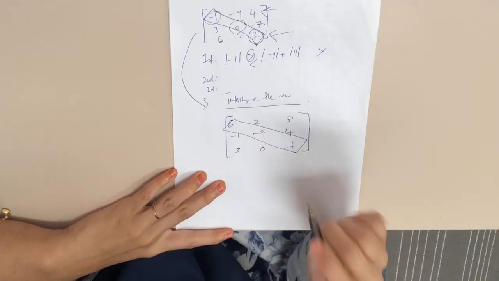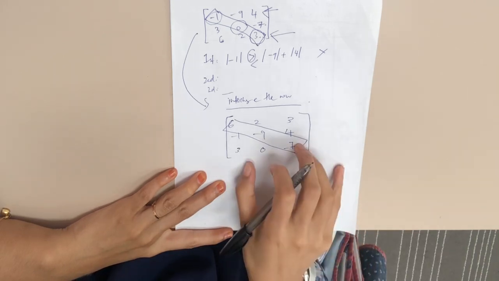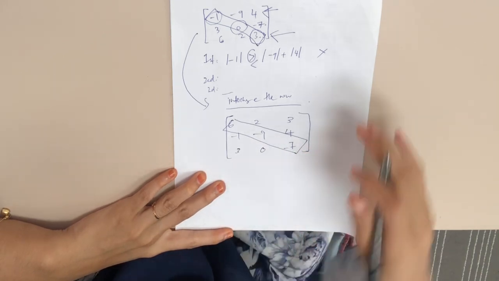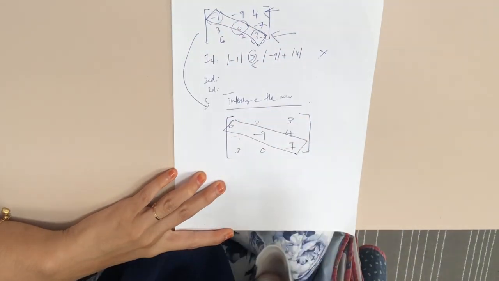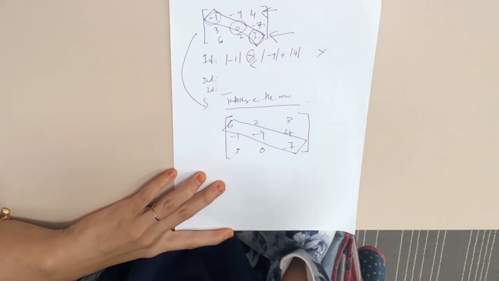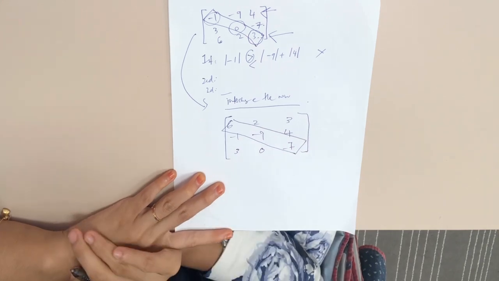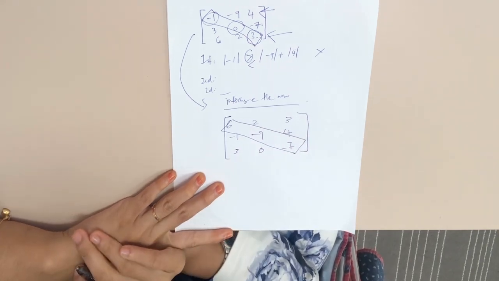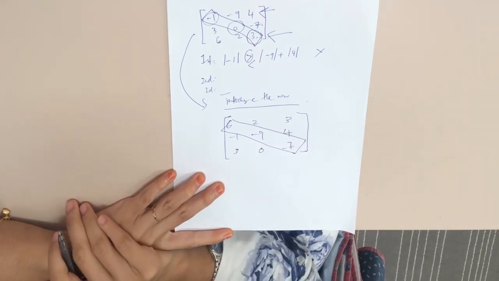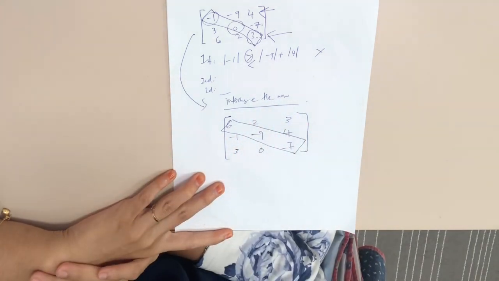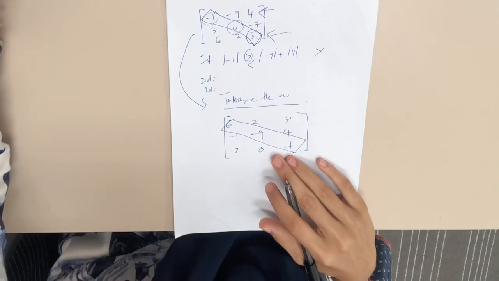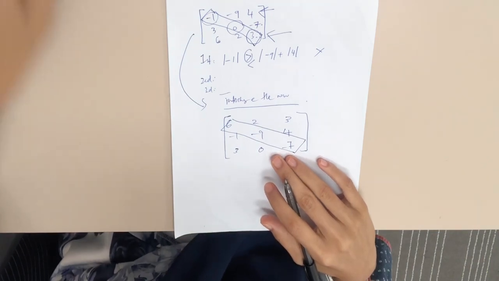Okay? So this means that this is your strictly diagonally dominant matrix. So you need to interchange the rows to get your strictly diagonally dominant matrix, then baru you will proceed with the algorithm or with the steps. Okay? So this is the first step that you need to do.